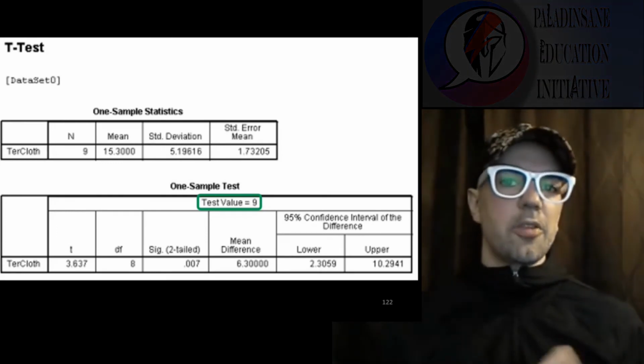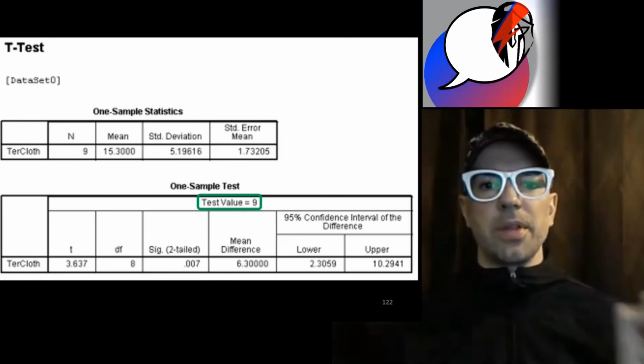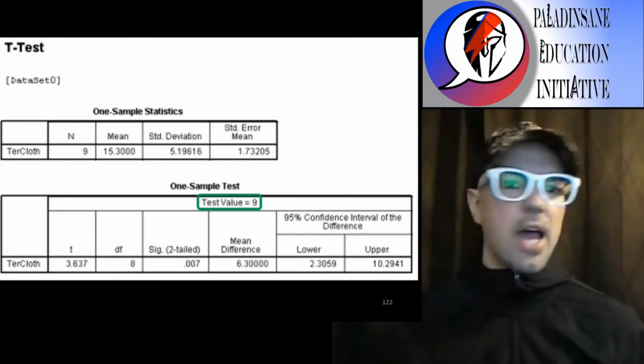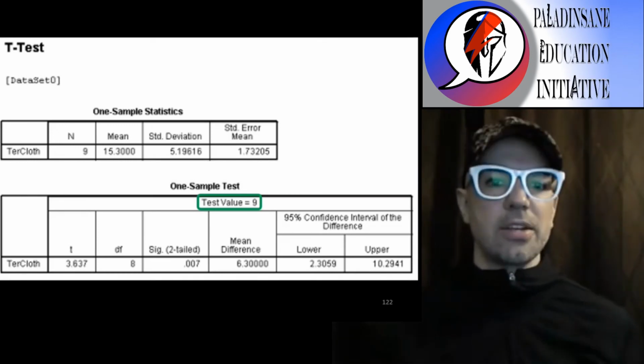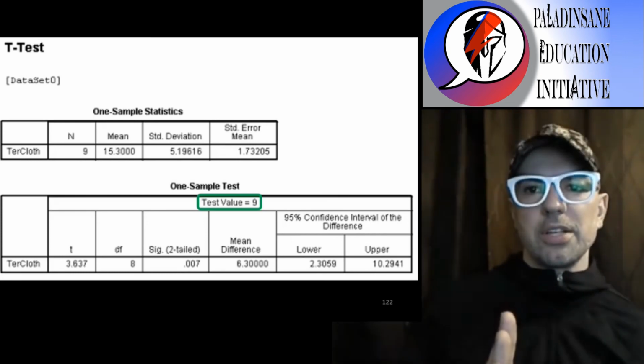And this is another thing that you do want to check. Check that test value in that second table there. Make sure that it is your null hypothesis value. If it's not, scrap the output, go back, do it again. That is the mean for your comparison distribution.